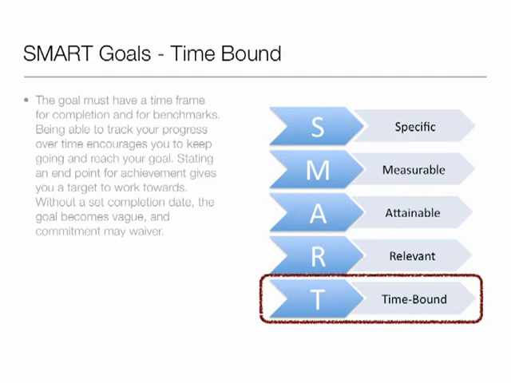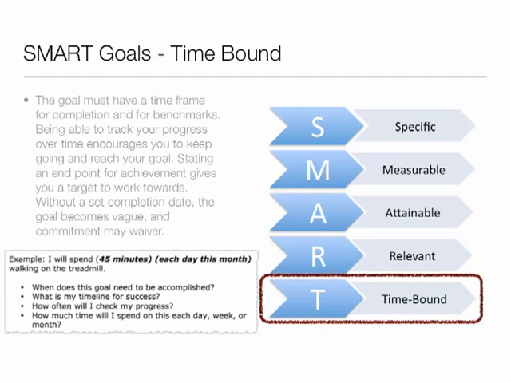Make sure it's time bound. The goal must have a time frame for completion and for benchmarks. Being able to track your progress over time encourages you to keep going and reach your goal. Stating an end point for achievement gives you a target to work towards. Without a set completion date, the goal becomes vague and commitment may waver.